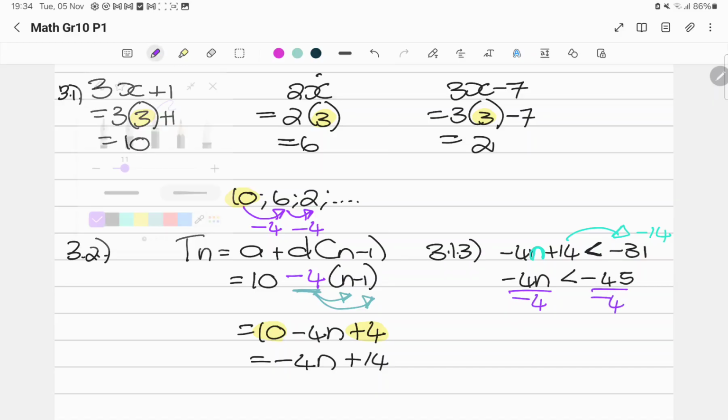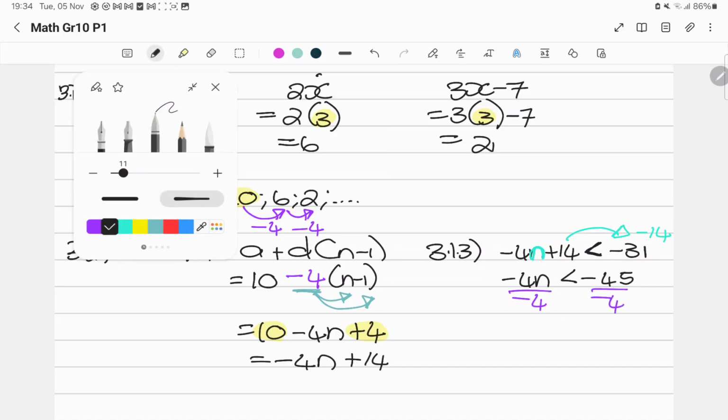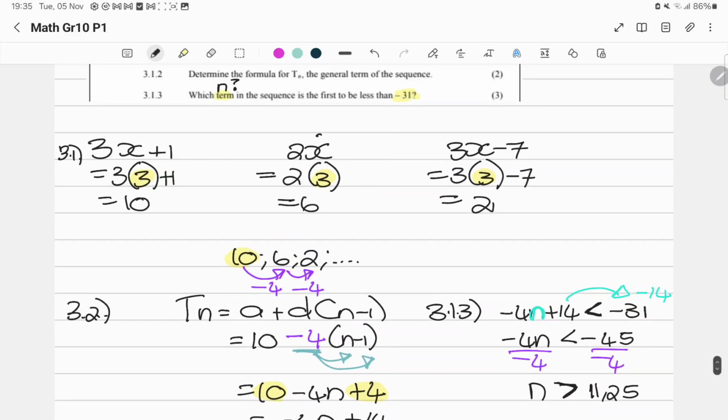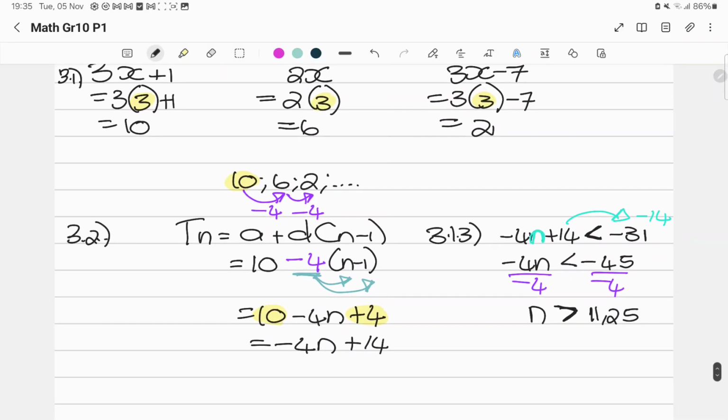And remember, what happens is my sign is going to flip. Why? Because I'm dividing by a negative. So negative 45 divided by negative 4 gives me 11,25. So the first term that will have an answer less than minus 31 will be term 12.